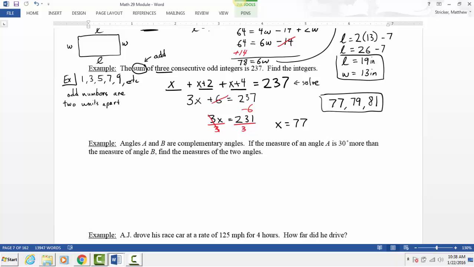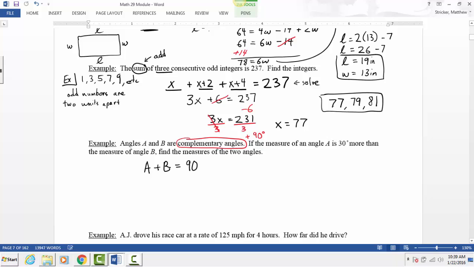Okay, so let's go ahead and look at our next one here. It says A and B are complementary angles. What does complementary angles mean? Look back on the first page of your notes. That means they add up to how much? They add up to 90 degrees. Complementary angles add up to 90 degrees. So it says A and B are complementary angles. So that means A plus B, they add up to 90.